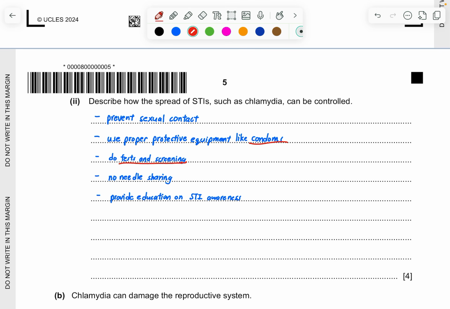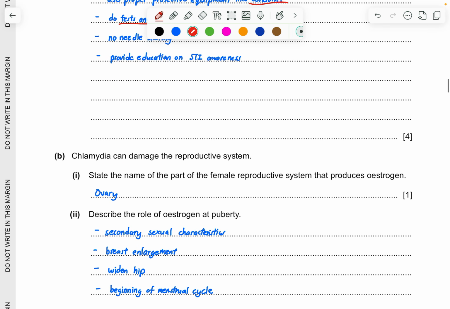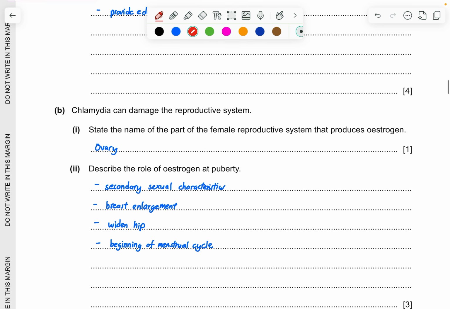Usually this term of providing education is very helpful, not just for these kinds of questions, but also in questions from the environmental perspective in chapter 21. Part B: chlamydia can damage the reproductive system. State the name of the part of the female reproductive system that produces estrogen. So, ovaries. I do not know how to explain it; you have to know that it's coming from the ovaries.